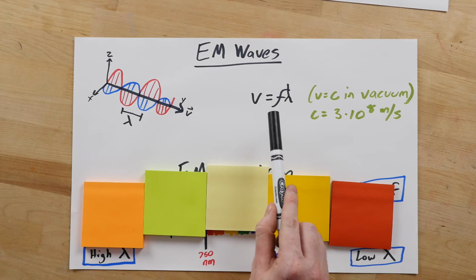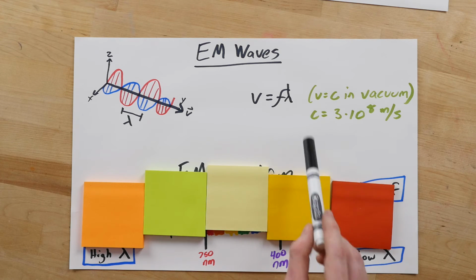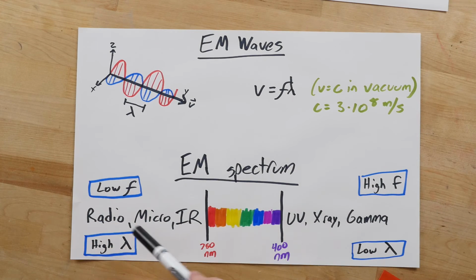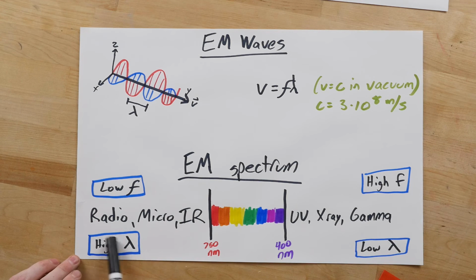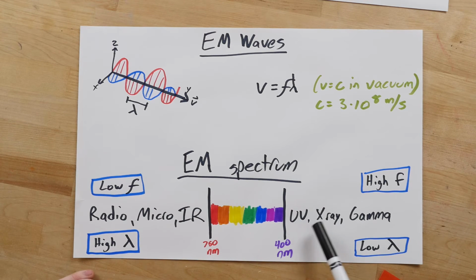Now because wavelength and frequency can vary for light, and c is a constant, we actually see a spectrum of electromagnetic waves. Here, low frequency waves have high wavelength, and this corresponds to radio waves, microwaves, and infrared waves. On the opposite end of the spectrum, high frequency waves are really high energy waves, have low wavelength, and they correspond to UV, X-ray, and gamma. So that's why these waves are particularly dangerous in the world, and these waves are not as dangerous.